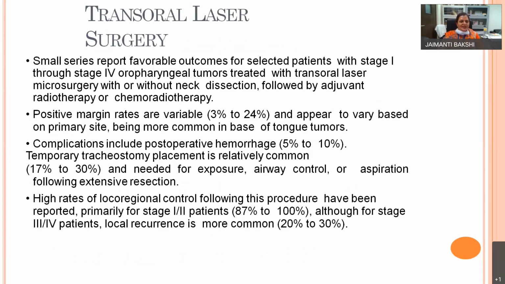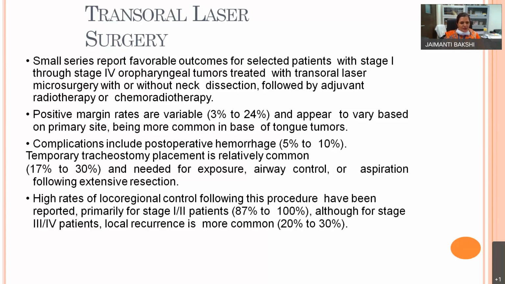So what are the surgical modalities which can reduce the morbidity in oropharyngeal cancers? They are in the form of transoral laser surgery and transoral robotic surgery. Coming to transoral laser surgery, small series report favorable outcomes for selected patients with stage 1 through stage 4 oropharyngeal tumors treated with transoral laser microsurgery with or without neck dissection, followed by adjuvant radiotherapy or chemotherapy. Positive margin rates are variable from 3 to 24% and appear to vary based on the primary site, being more common in base of tongue tumors.